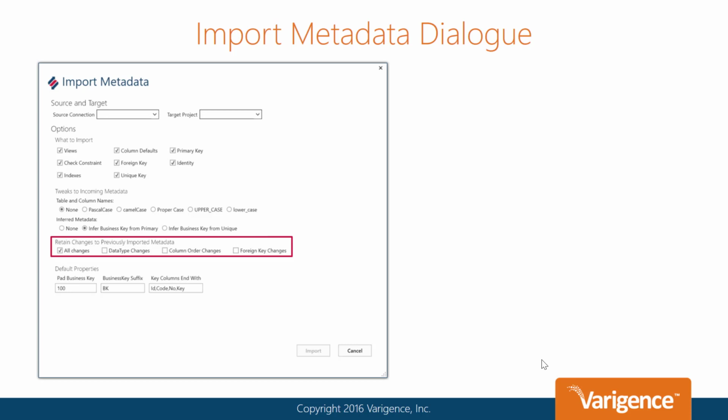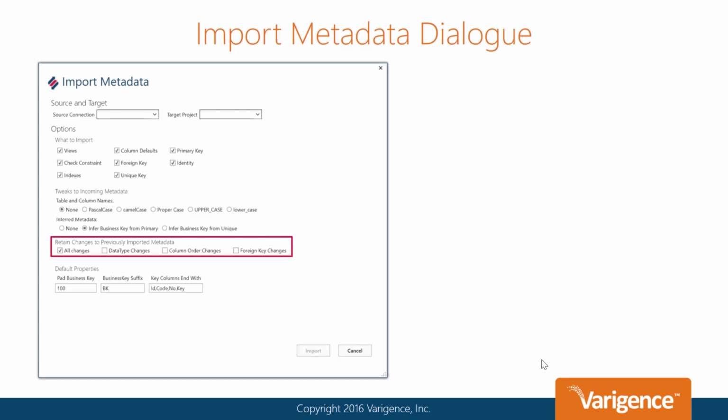Let's just say you import your metadata from a data source that doesn't have foreign keys defined on the source system. You then go through the process of defining those foreign keys or references within the metadata. If you re-import it without selecting retain foreign key changes, it will actually go and default them because there's none in the source system. It'll go override them with blanks.